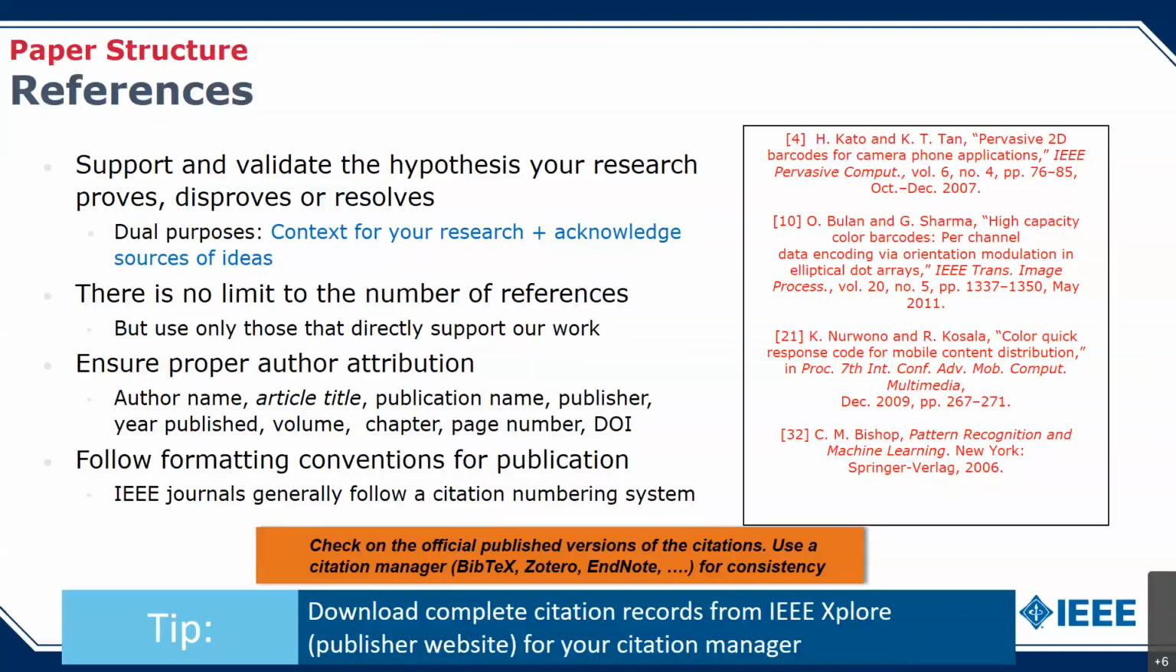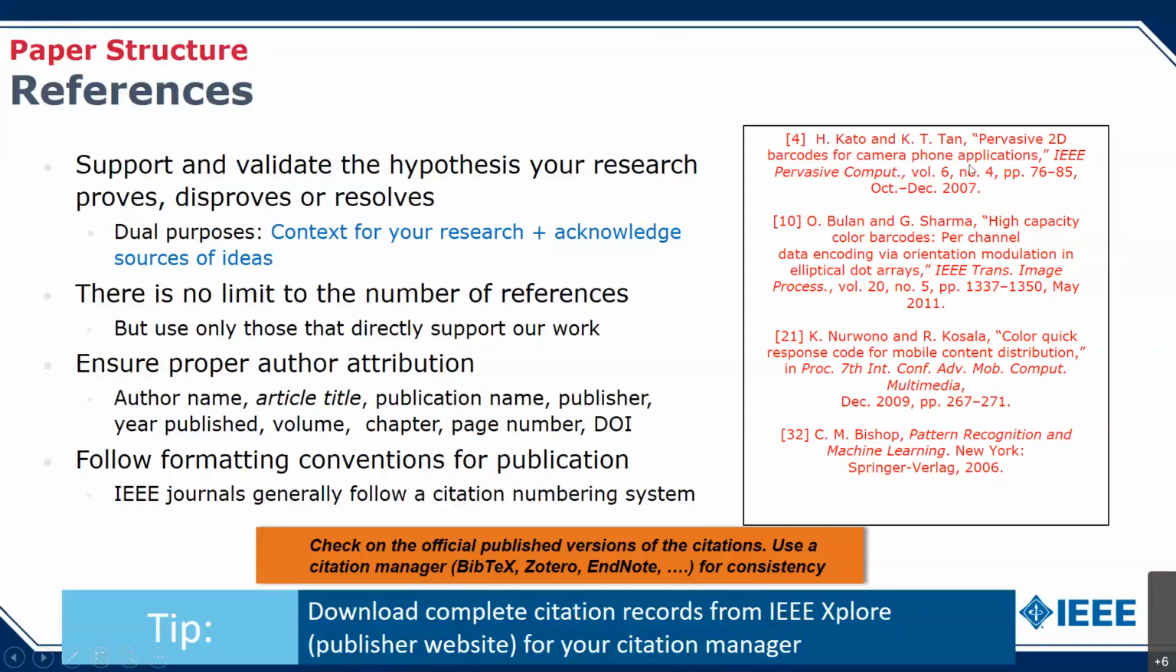There is no limit to the number of references, but you should use only those that directly support your work. The references should have complete information and should be formatted according to the conventions for the publication. IEEE publications normally follow a citation numbering system, usually in order of appearance, though sometimes in alphabetical order by last name. The formatting is different for different types of entries.